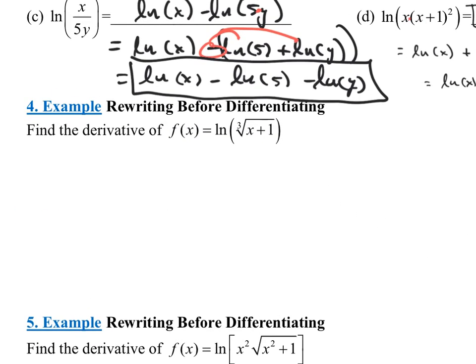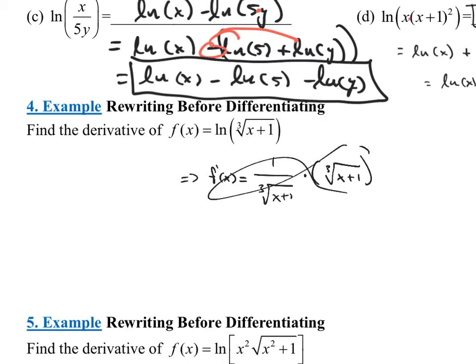So let's go ahead and look at this. It says find the derivative of the natural log of the cube root of (x + 1). If you didn't catch this, here's what you would have done. You would have said, okay, f prime of x equals 1 over the inside, which would be 1 over the cube root of (x + 1), times the derivative of the inside, which is the derivative of the cube root of (x + 1). We would have to use the chain rule for that, and it would take forever, and I'm telling you, I'm not doing that.